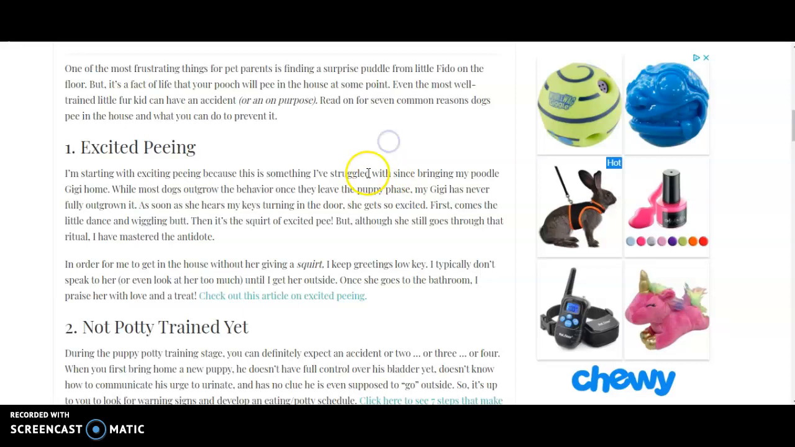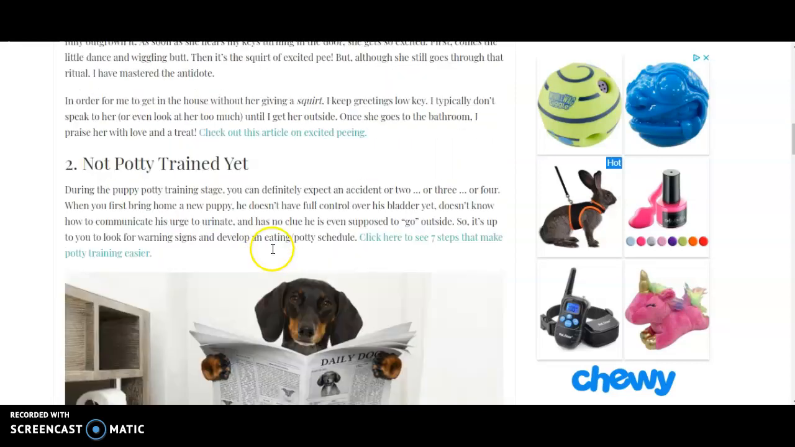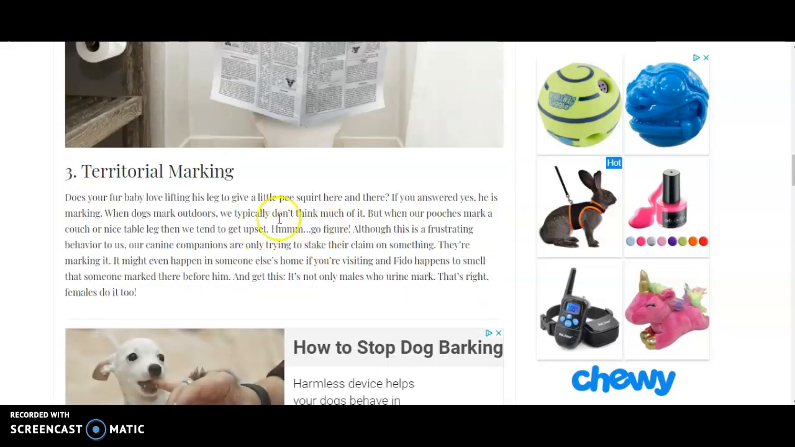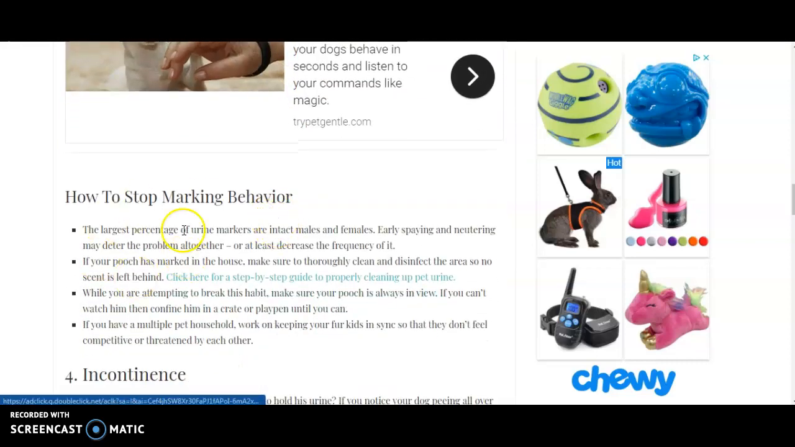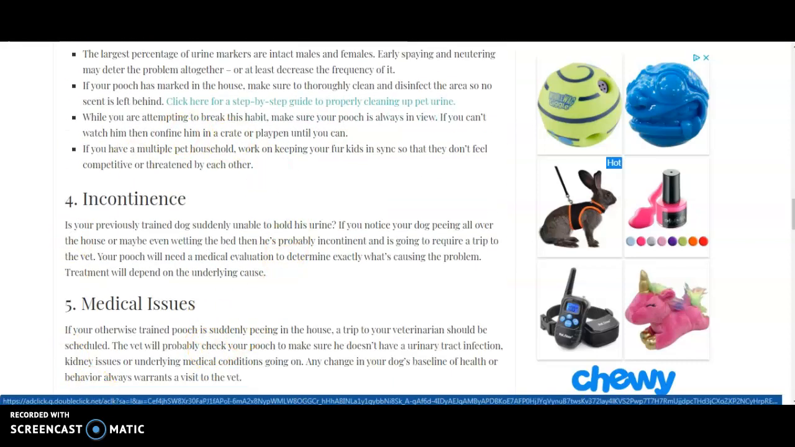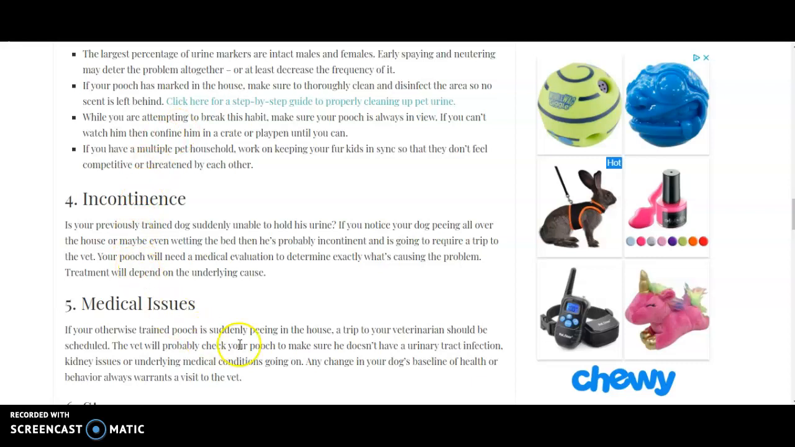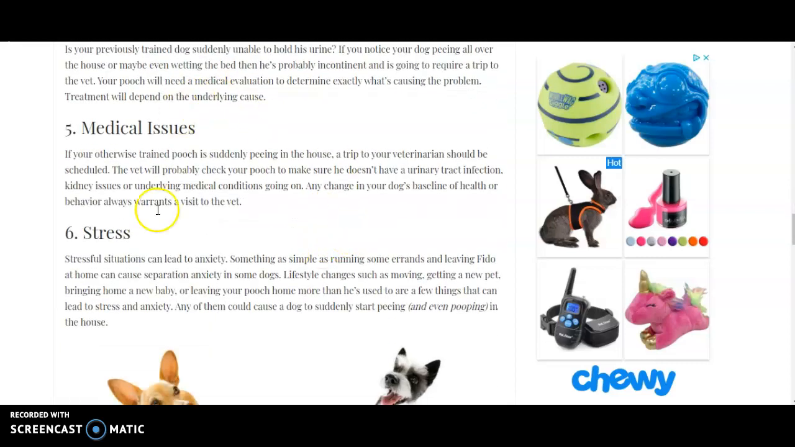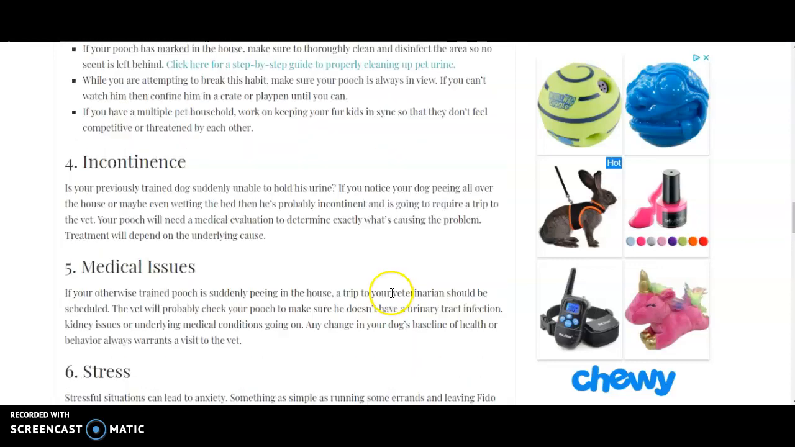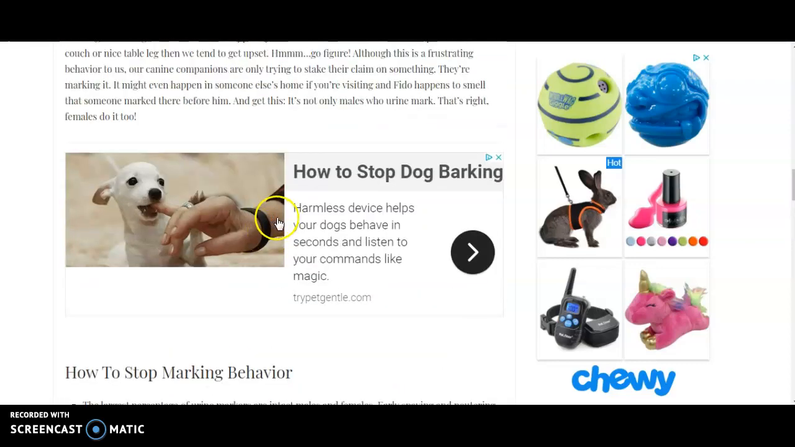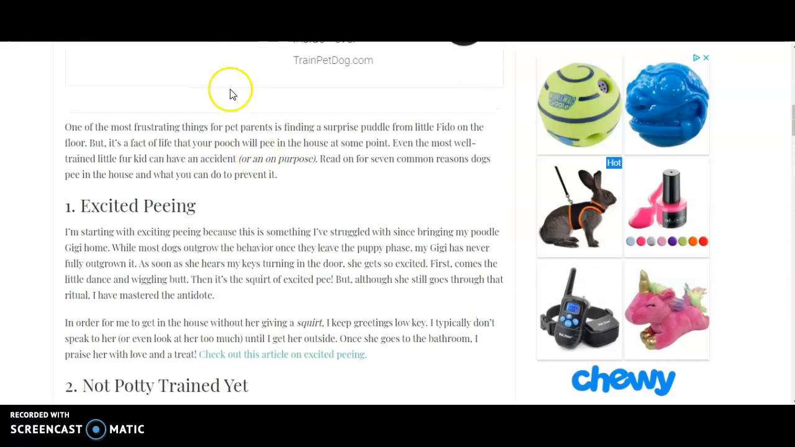Like some dogs pee because they're excited, maybe they're not ready for potty training. And then of course, down here, they're talking about some different issues, which is where Champ kind of comes in, okay? There's a lot of stuff going on with Champ that would actually explain why he was peeing in the house. So, I found this article.